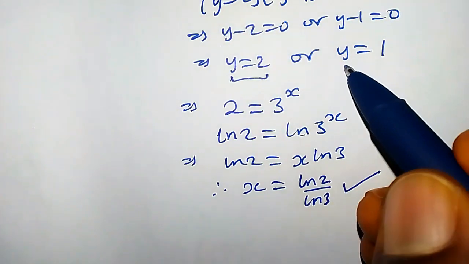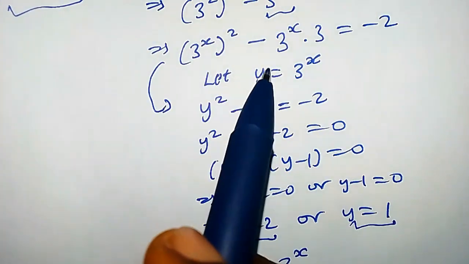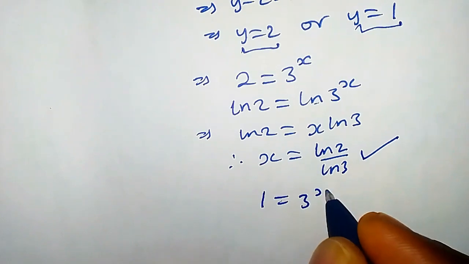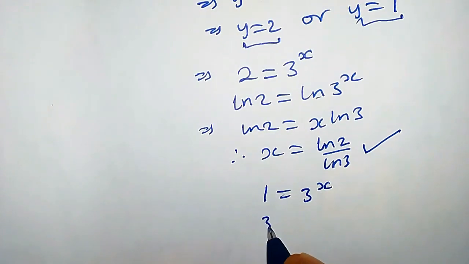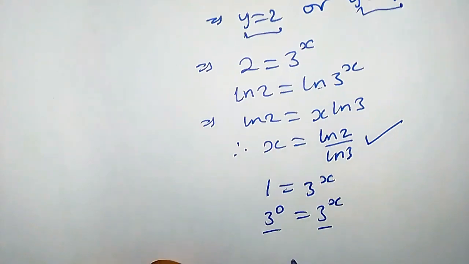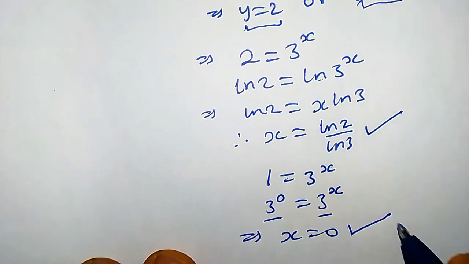Now, let's consider when y equals 1. When y equals 1, we are going to plug it here. We're going to have 1 equals 3 raised to power x. 1 could be written as 3 raised to power 0, equals 3 raised to power x. Since the base is the same, this implies that x equals 0, which is the integer solution.